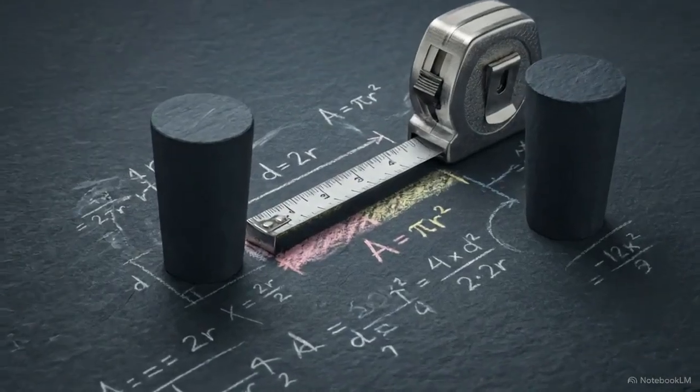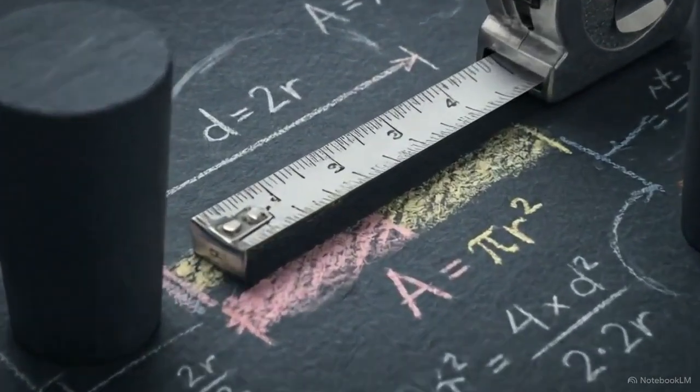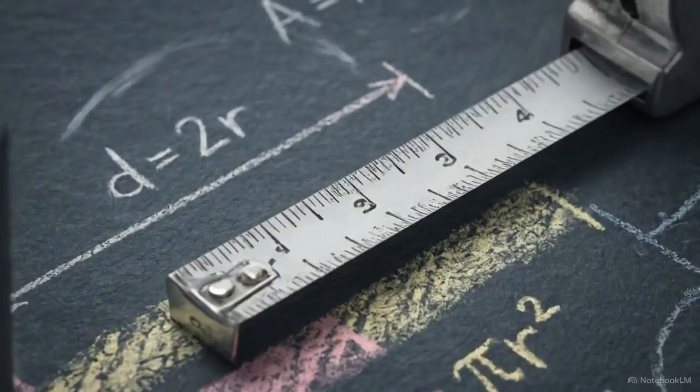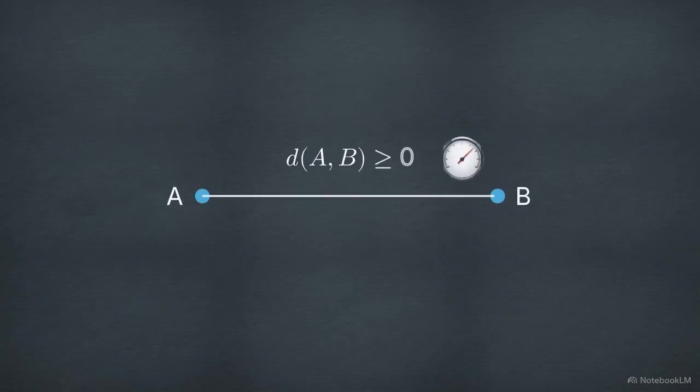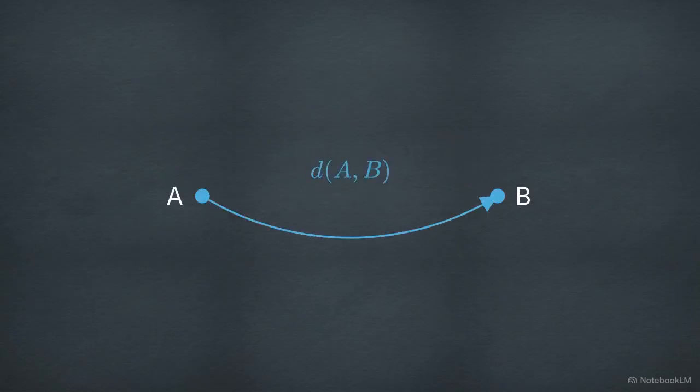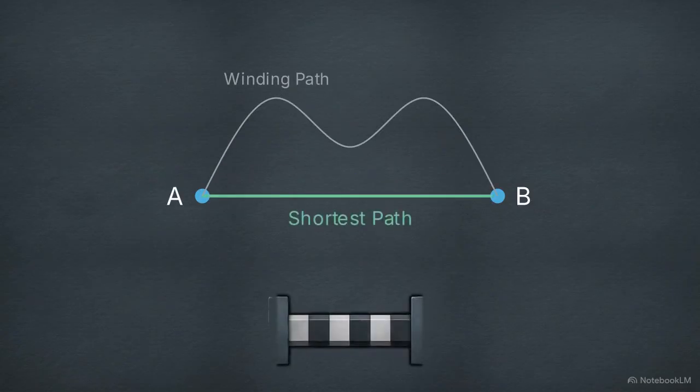If you want to measure the distance between two coffee cups on a desk, you just pull out a tape measure. In mathematics, this tool is called a metric. A metric is simply the formalized set of rules for a ruler. It says that distances must be positive numbers, the distance from A to B is the same as B to A, and measuring a straight line gives you the shortest path.